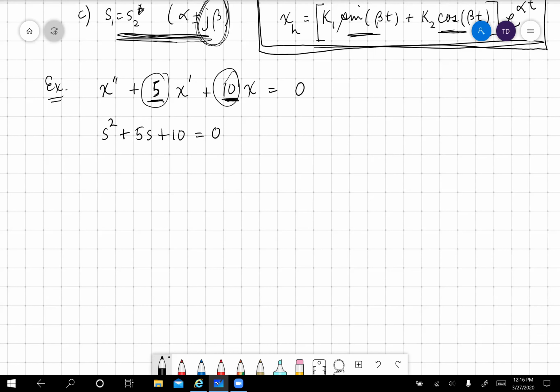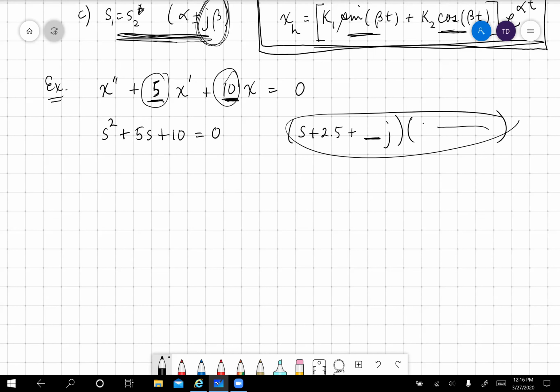In fact, it's going to look something like this when we look at the factors: s plus 2.5 plus, and then there'll be a term here times j, etc. Don't worry about that, because most of you don't know how to do that. Let's solve for this. Let's factor it.